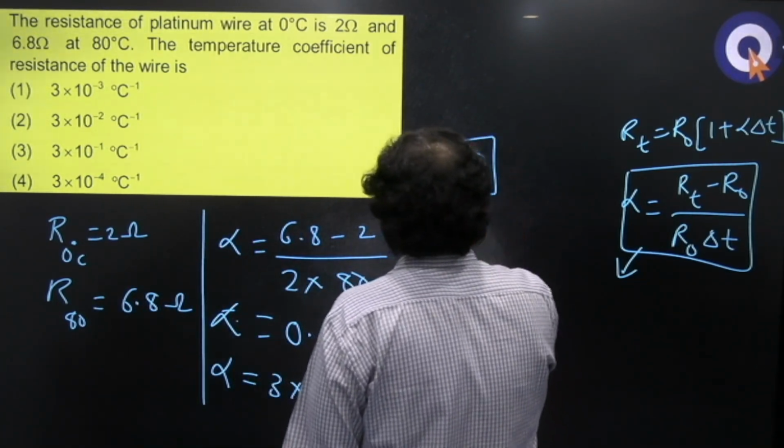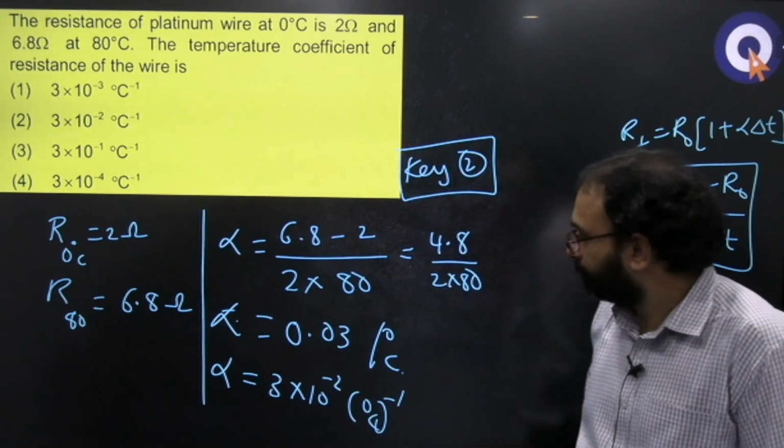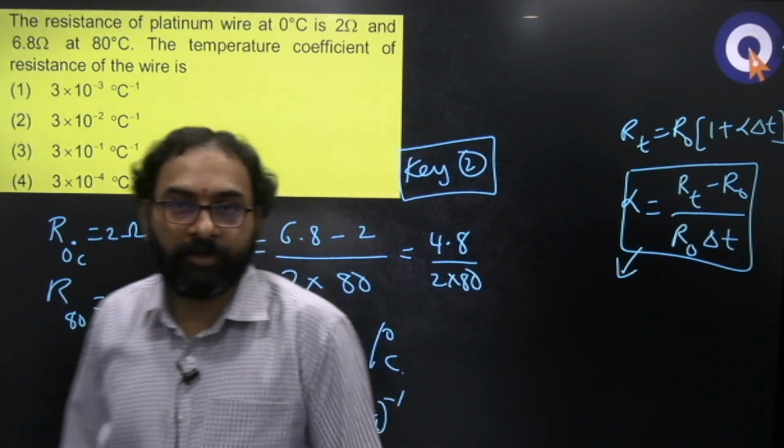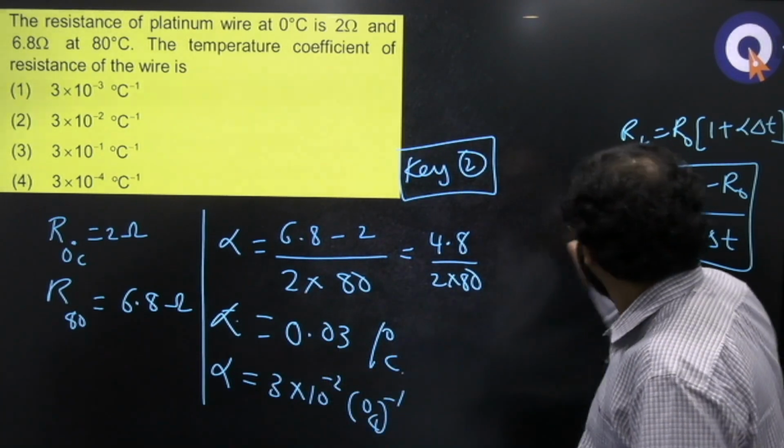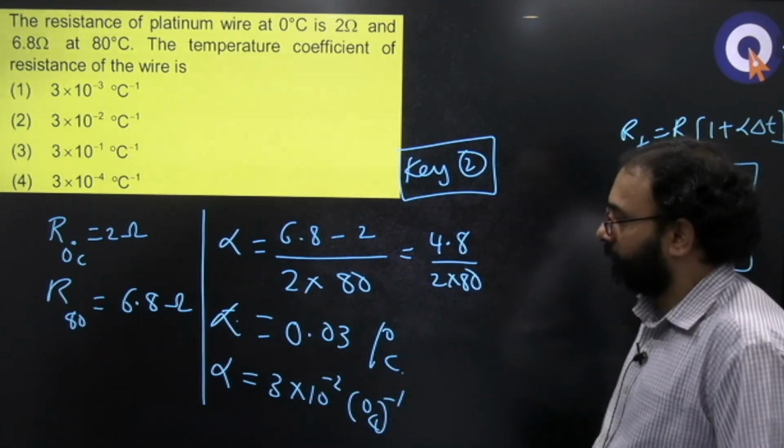Second option, key to second option. The relation we used here is alpha is equal to difference in temperatures, RT minus R naught by R naught into delta T.